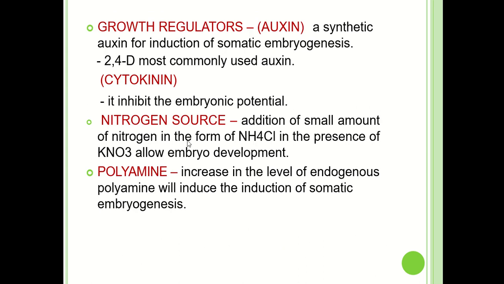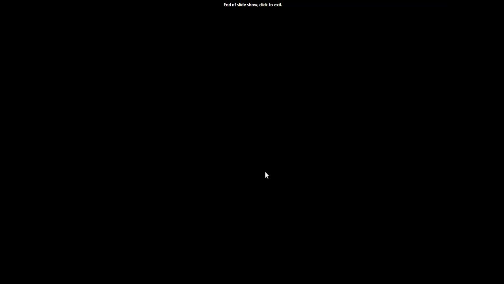Other factors are auxins and cytokinins. Cytokinins inhibit the embryogenic potential. Auxin is inducing and cytokinin is inhibiting. Next is nitrogen. If we use nitrogen in the form of NH4Cl with KNO3, it will induce embryo development. And polyamines we studied, and that's all. So all this was a brief intro of somatic embryogenesis.